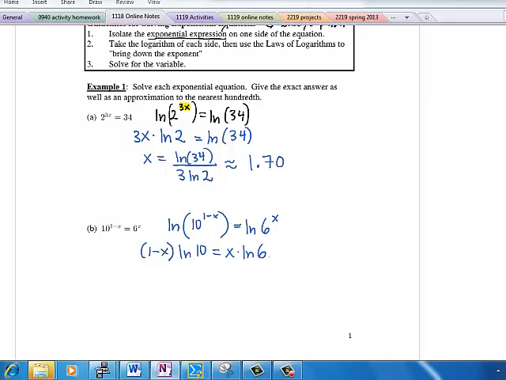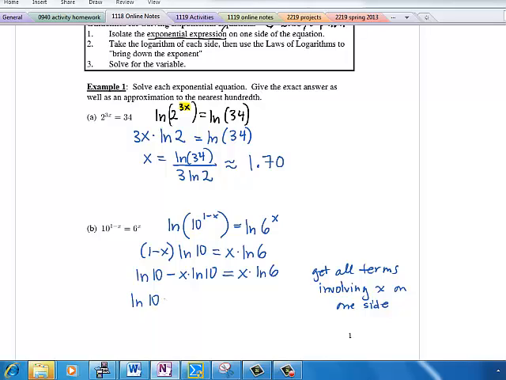This one's more complicated at this point because we have x's on both sides. So I guess what I would do is distribute everything. So I'd have natural log of 10 minus x times the natural log of 10 equals x times the natural log of 6. And then I would get all x terms on one side. So that means I want to maybe add x times the natural log of 10 to both sides.